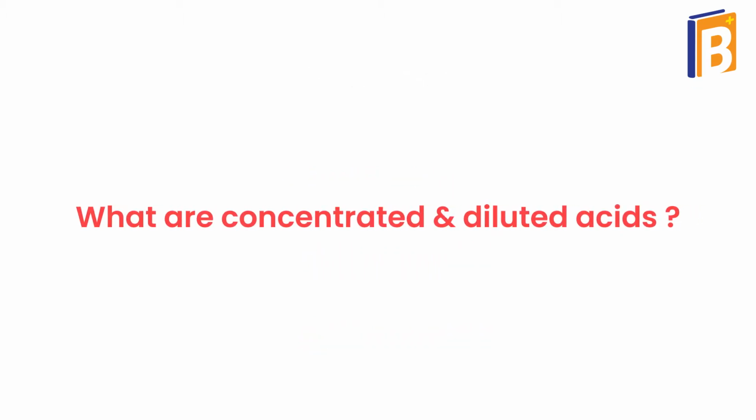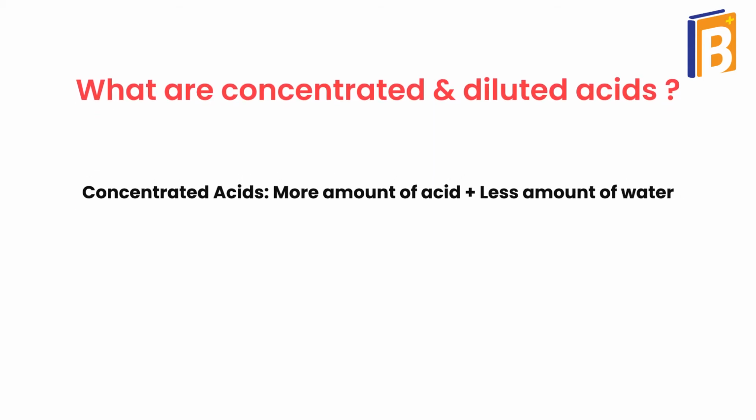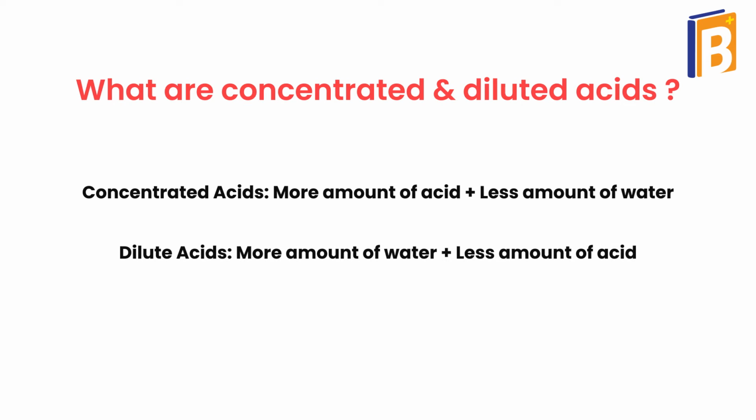Now, what are concentrated acids and dilute acids? When a small amount of water is added to a large amount of acid, it is considered a concentrated acid. While when a small amount of acid is added to a large amount of water, it is known as a dilute acid.